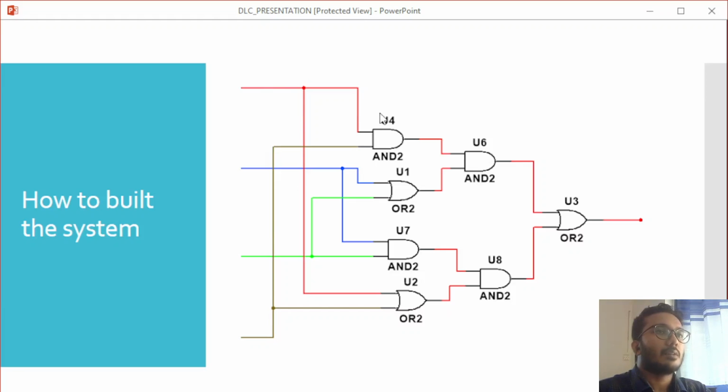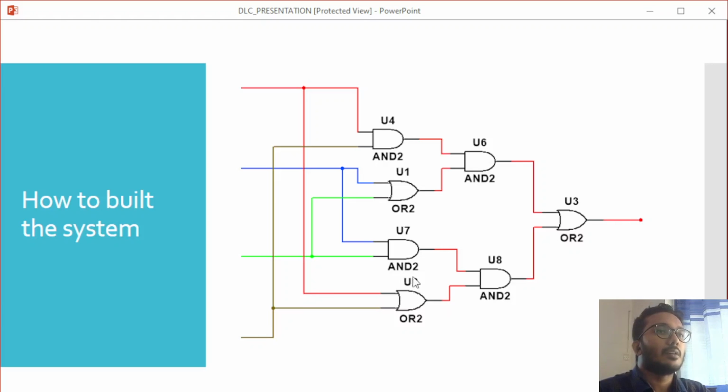At first the first input was added to the first input of the first AND gate here, and the second input was added to the first input of the first AND gate, and the third input was added to the second input of the second AND gate here, and the fourth input was added to the second input of the second OR gate here, you can see.